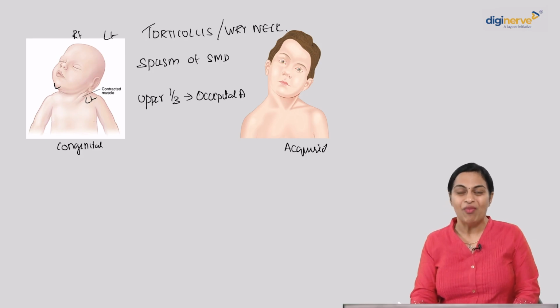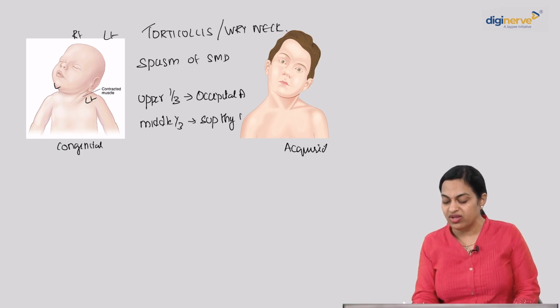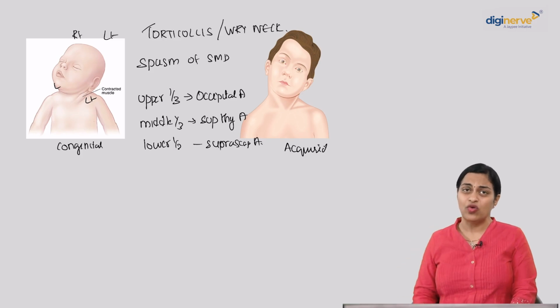Okay. And blood supply of sternocleidomastoid: the upper 1/3 of the muscle receives the blood supply from the occipital artery. The sternocleidomastoid branch is coming from the occipital artery. And the middle 1/3 of the muscle gets its blood supply from the sternocleidomastoid branches of the superior thyroid artery. And the lower 1/3 gets the blood supply from the suprascapular artery. Okay, this is also important.